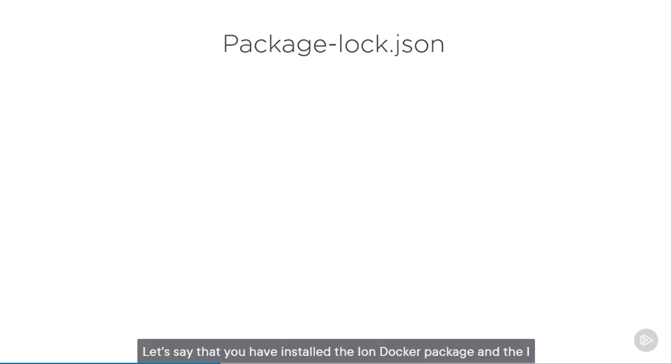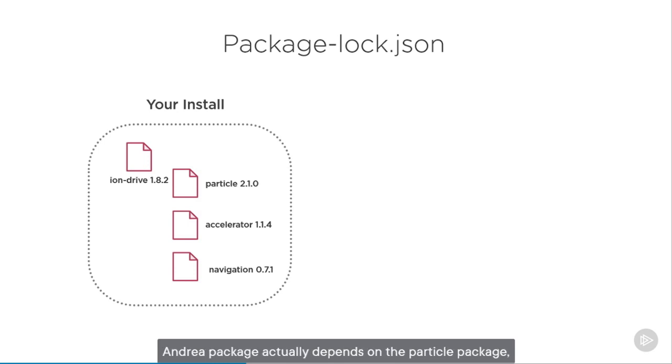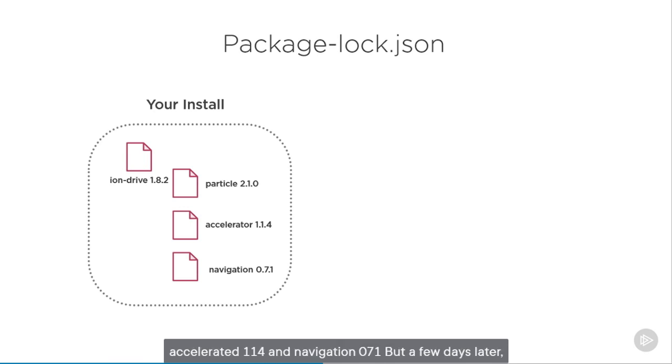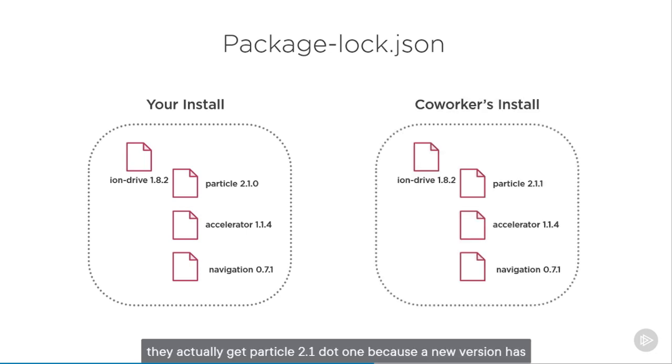Let's say that you have installed the ion-drive package, and the ion-drive package actually depends on the particle package, the accelerator package, and the navigation package. And so when you install ion-drive 1.8.2, it installs particle 2.1.0, accelerator 1.1.4, and navigation 0.7.1. But a few days later, one of your coworkers installs that same project, and when they install, they actually get particle 2.1.1 because a new version has been released in the time since you installed. Now there's a difference between your two installation directories, and that can sometimes run you into trouble.